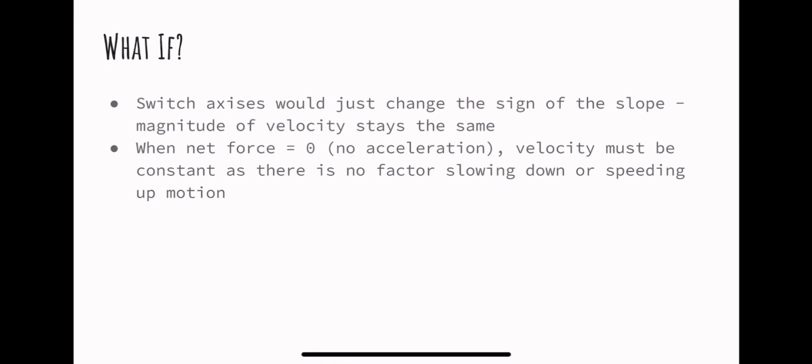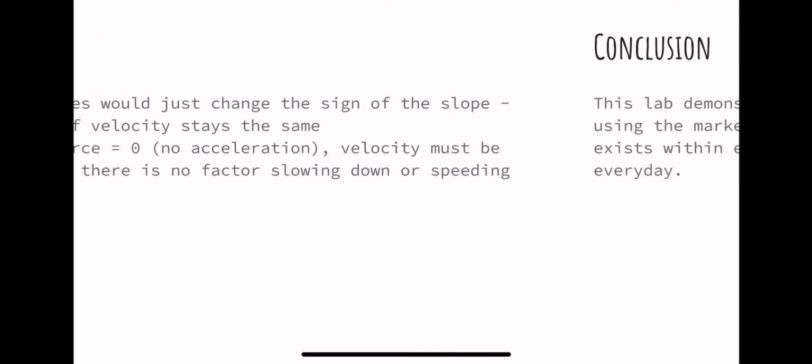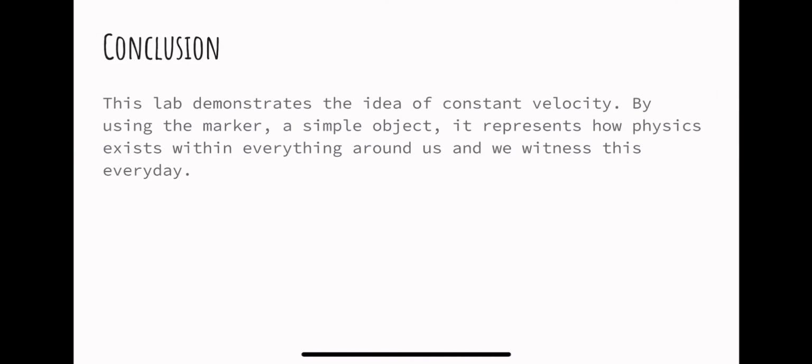With no net force, the marker has a constant velocity, because there's no acceleration which would speed up, slow down, or change the direction of the marker. Since F equals ma, if acceleration is 0, then net force equals 0.